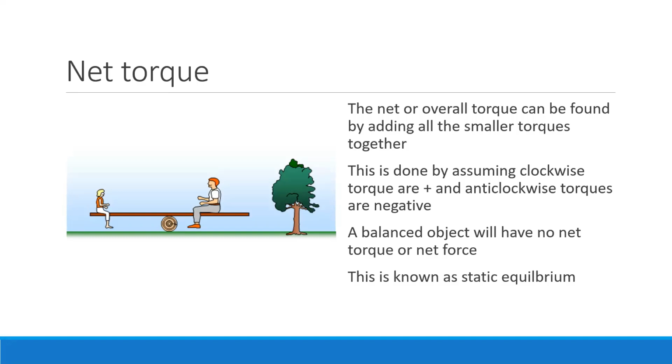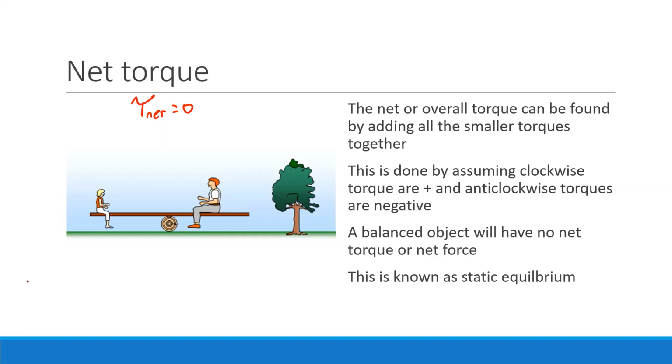So let's look at this seesaw on the left here. You've got a father and his daughter would be my guess, or maybe his very, very small wife. I don't know. Or friend, whatever. And so the net torque in this case is going to be zero. The reason I know it's zero is because they're not moving. There's no movement here. They're balanced.